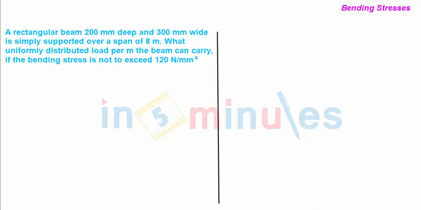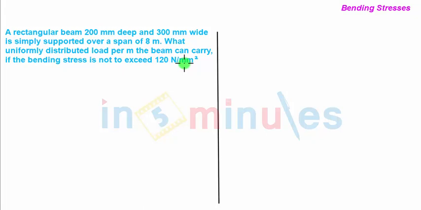We take a problem on bending stresses. The problem statement is: a rectangular beam 200 mm deep and 300 mm wide is simply supported over a span of 8 meter. What uniformly distributed load per meter can the beam carry if the bending stress is not to exceed 120 Newton per mm square?